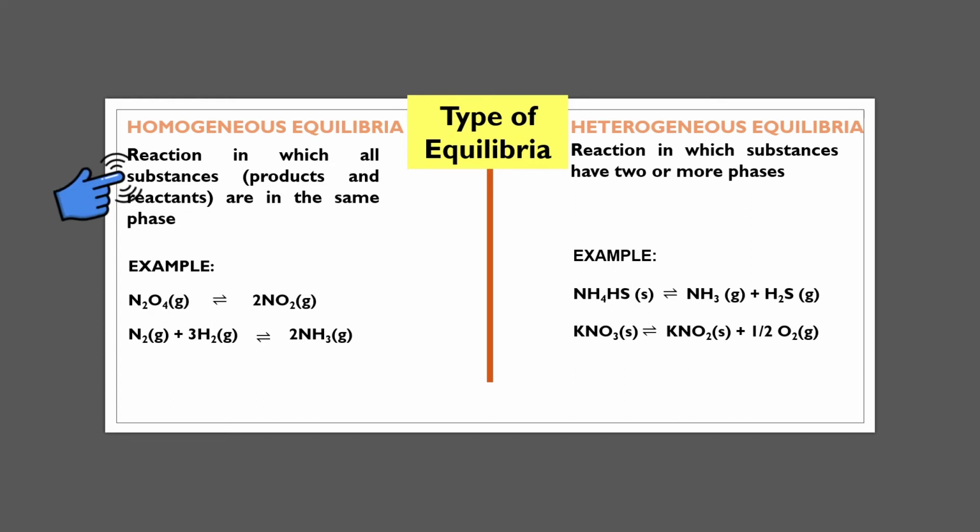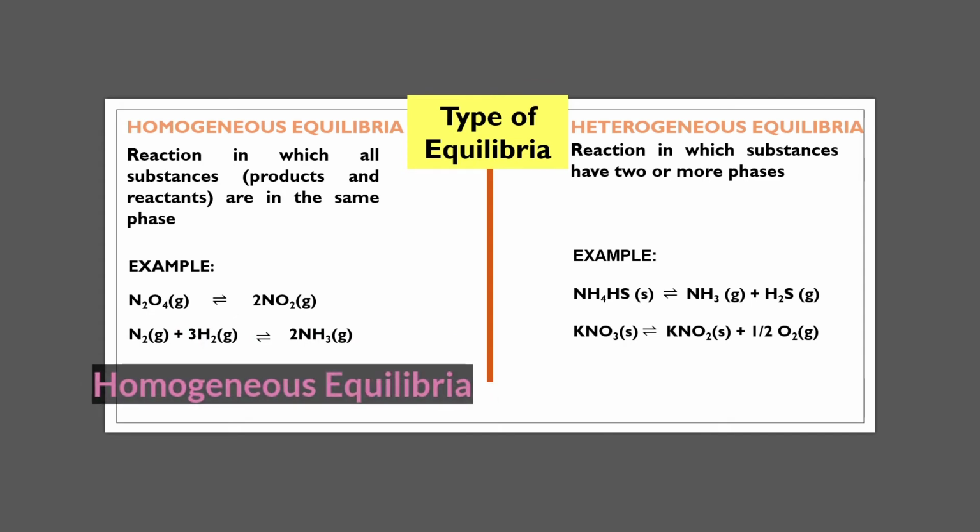Homogeneous equilibria refer to equilibria with reactions in which all the substances, reactants and products, have the same phase. For example, N2O4 in the gaseous state gives the product 2 moles of nitrogen dioxide, which is also in the gaseous state. In the Haber process, nitrogen gas reacts with hydrogen gas to give ammonia, also in the gaseous state. Since all the reactants and the products are of the same phase, they are considered homogeneous equilibria.